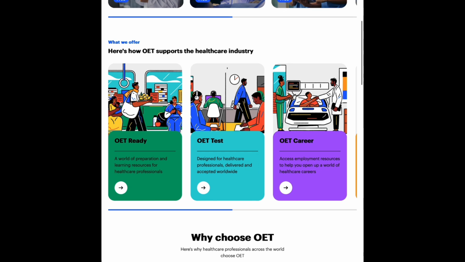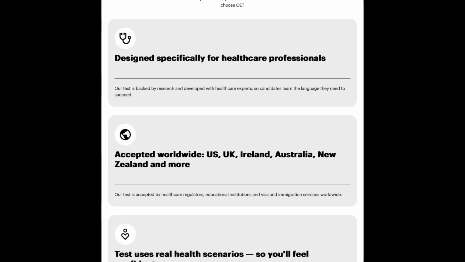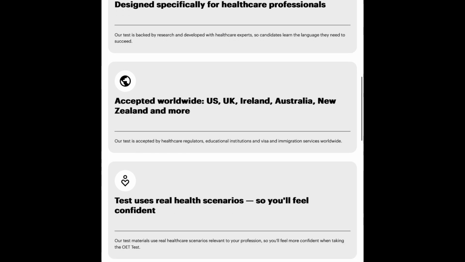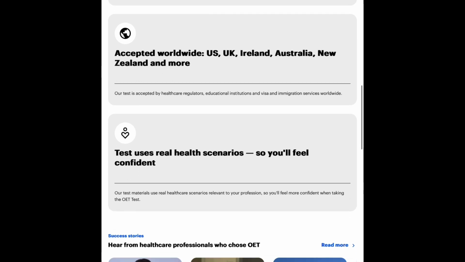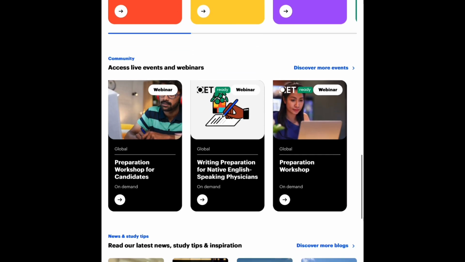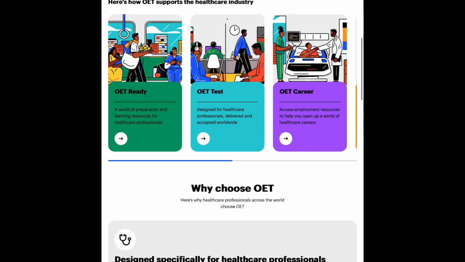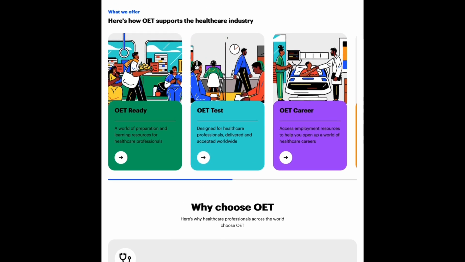So as you can see here, why choose OET? Because it's designed specifically for healthcare professionals. It is accepted worldwide, but I would ask you to check with your regulator whether OET is accepted where you are trying to move. It is certainly accepted by the GMC. So we will go directly to the preparation resources. Before we go there, let's look a bit at the OET test.